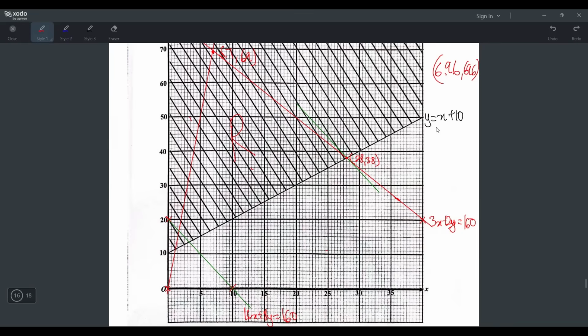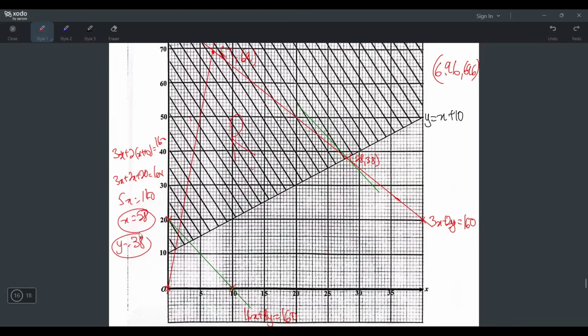y equals x plus 10. I'll just use substitution method. 3x plus 2y equals, wait, hold on. Yeah, 160. And then your y is x plus 10. So 3x plus 2x plus 20 equals 160. 5x equals 160 minus 20 is 140. And then x is 140 divided by 5. And you get 28. But what about your y? x plus 10. So 28 plus 10, 38.